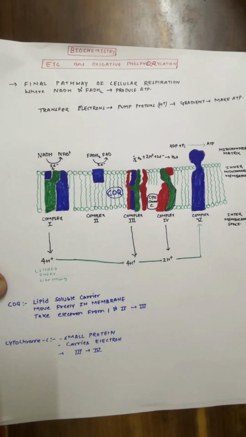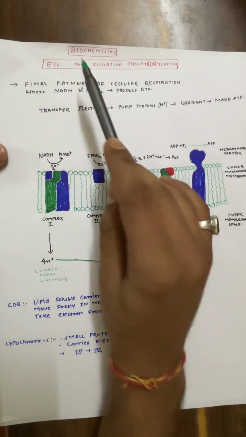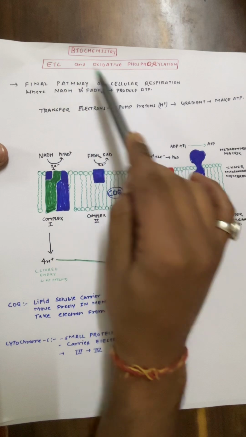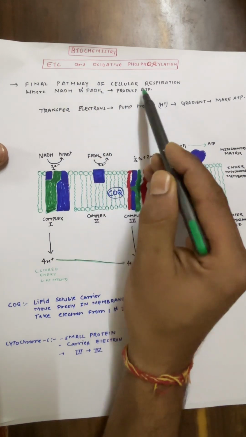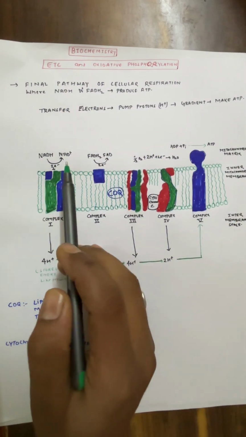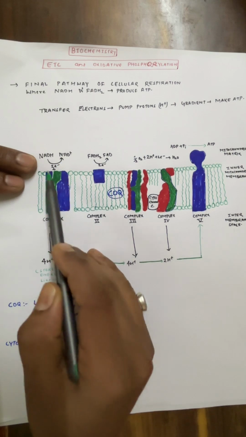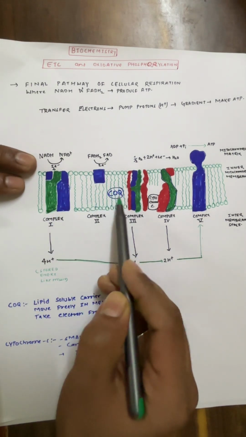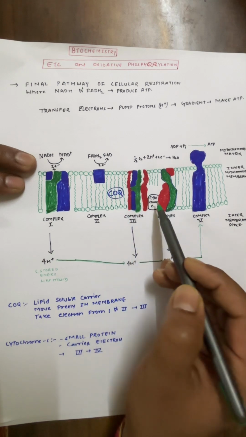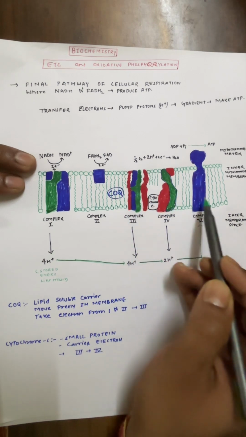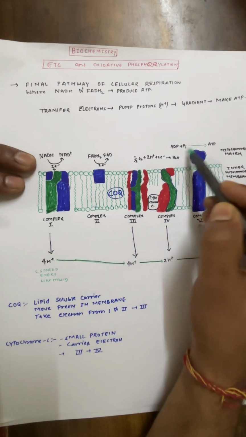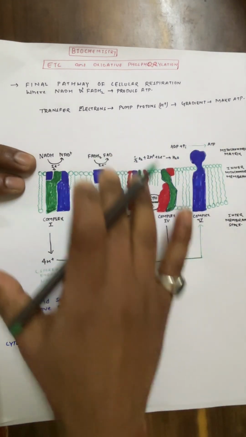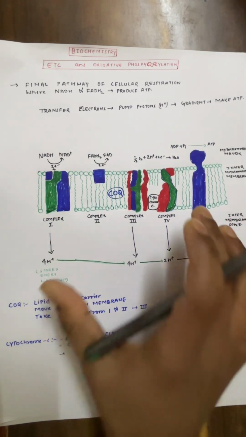So let's have a quick recap from the last video. We all know that ETC and oxidative phosphorylation is the final pathway where NADH and FADH2 produce ATP. NADH gives electrons to complex 1, FADH2 to complex 2, then the electrons transfer to coenzyme Q, then complex 3, then cytochrome C, then complex 4, and at last complex 5 makes ATP. This is all we talked about in detail in the last video.